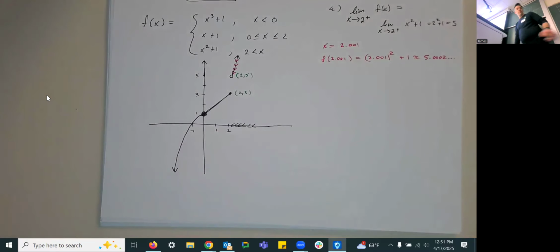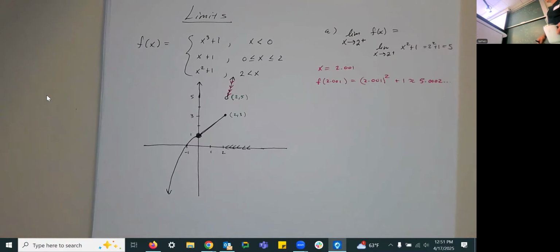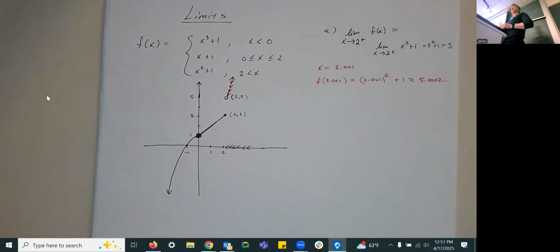Question. Is the positive sign indicating that it's coming from the right? Yes, exactly. I was just about to say, yeah. So the positive superscript there, the limit as x approaches 2 with a plus sign up there, means we're coming at 2 from the right side of 2, or the side of 2 that is bigger than 2.